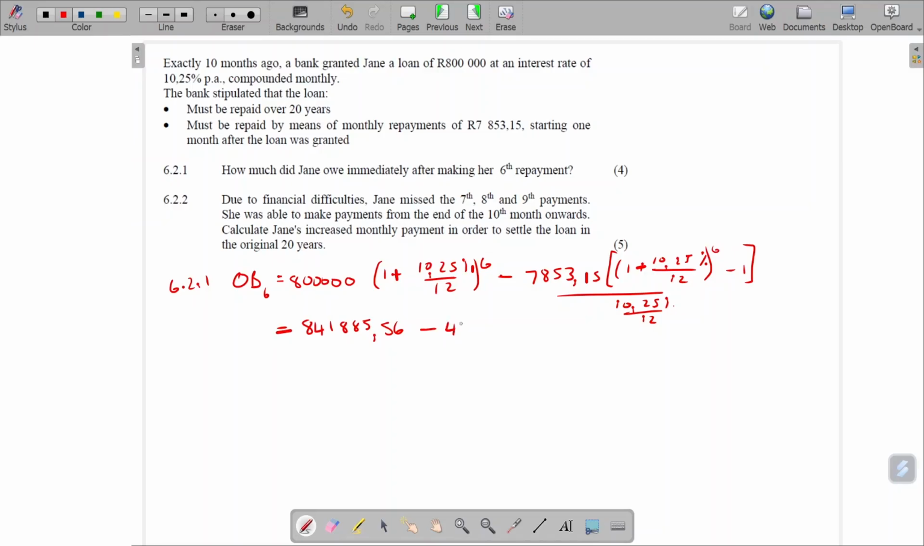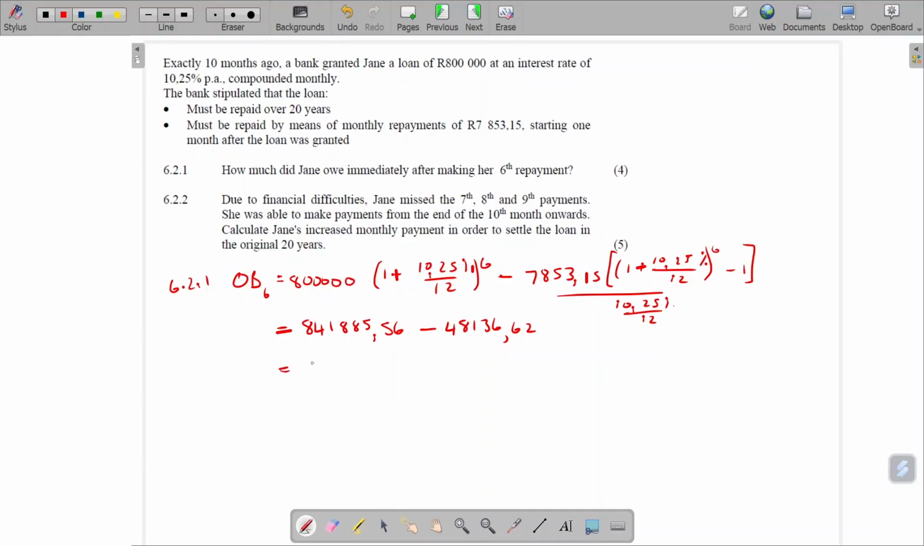And when we do that, we now get an answer of, like I said, roughly 50,000. Okay, so 48,136.62. She now owes a total value of 793,748.94.